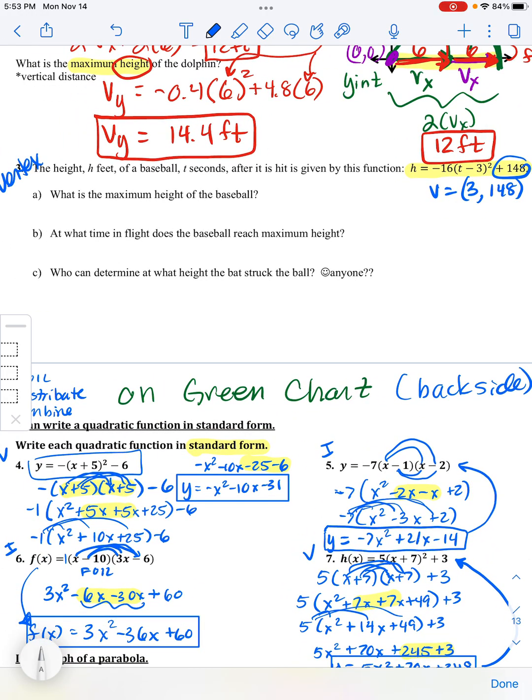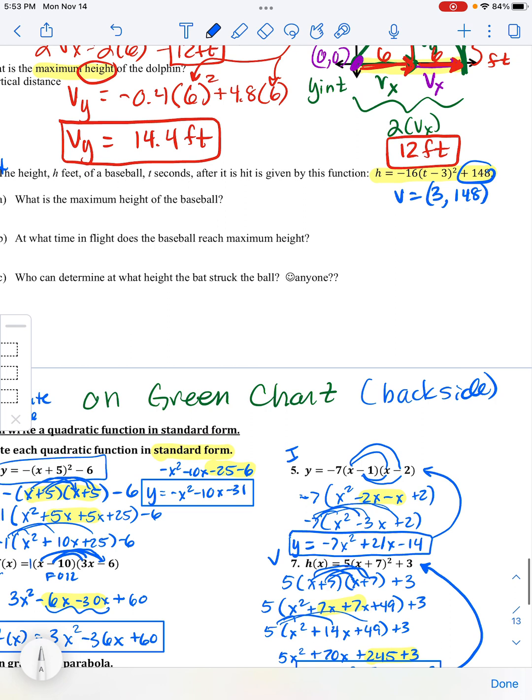The height in feet of a baseball t seconds after it is hit is given by that function. Okay, so we don't have to graph this one, but basically you have a baseball. It's not on the ground because it gets hit in the air and then it goes zoom like that. We know the vertex is 3 feet, 148. So pop fly, I guess.